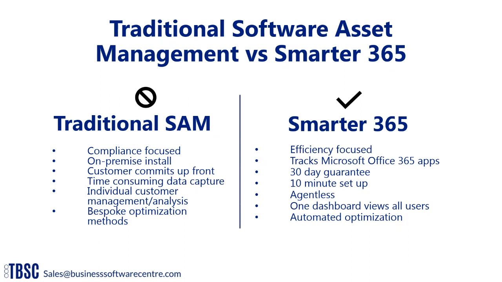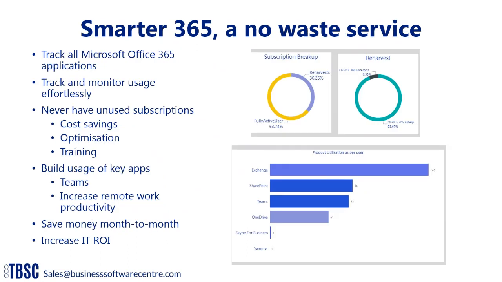So I did go over this before, but it's just to reiterate again, this is a really excellent product. Smarter 365 is a no-waste service, so it helps track all your Microsoft 365 applications. It monitors usage effortlessly. This is all automatic, which is excellent. It gives you all the data that you need, so you never have to have unused subscriptions. And then it also helps you build usage of key applications. So currently in this climate, with everyone doing remote working now, this is especially important for your team's usage, and it also increases remote work productivity.